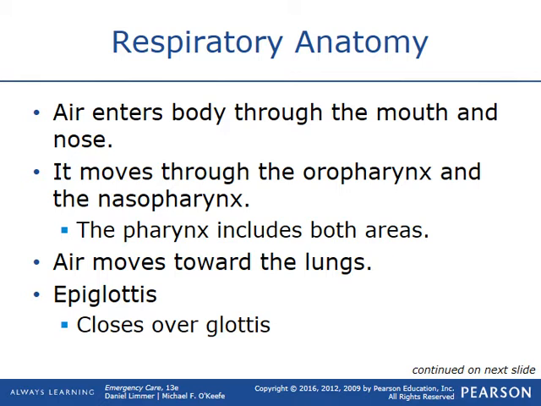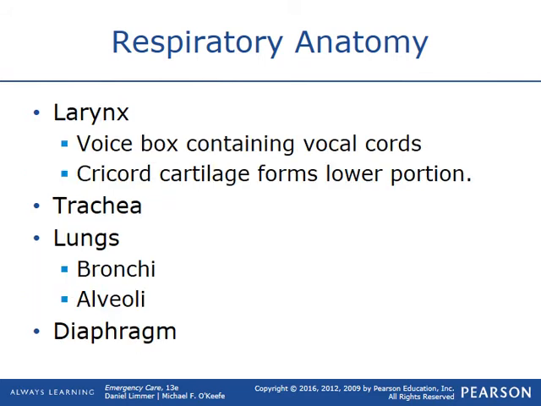Then you've got your epiglottis, which closes over the glottis. Your larynx, or your voice box, is what contains your vocal cords. And your cricoid cartilage forms the lower portion of the larynx. Then you've got your trachea, the lungs, which break down into bronchi and alveoli, and then your diaphragm.